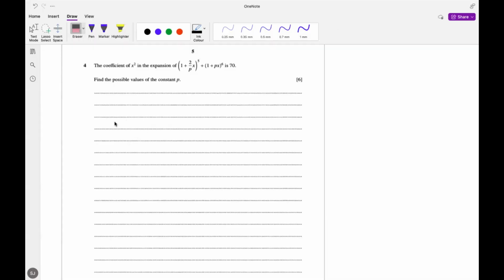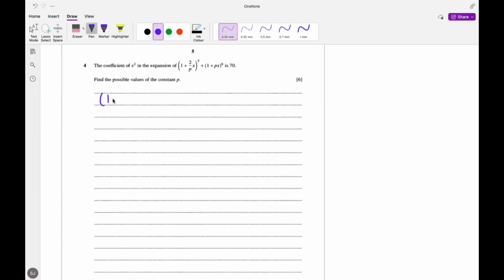In question 4, the coefficient of x squared in the expansion of (1 plus 2 upon px) to the power 5 plus (1 plus px) to the power 6 is 70. We have to find the possible values of the constant p. Now, to find the value of the constant p, we'll first find the x squared terms in both the expressions and then add them up to put them equal to 70.